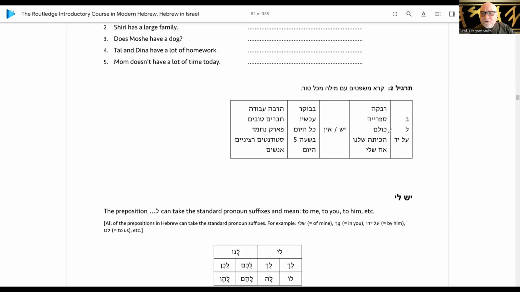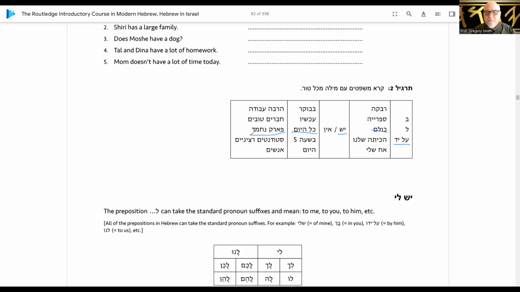All right, so how about this one? Kulam. I'm trying to remember. That's everyone. It's probably going to use this lamed, le kulam, to everyone. Oh, wait a minute. Let's use aliyad. Aliyad kulam, there is nearby everyone. Yesh, there is kol hayom, all the day.